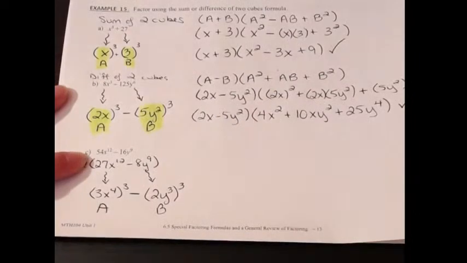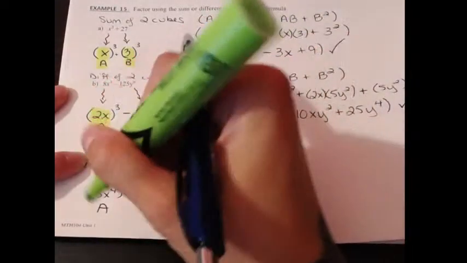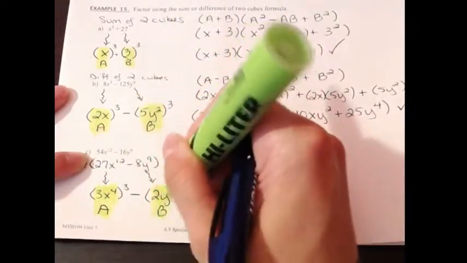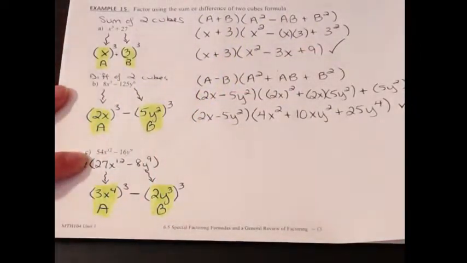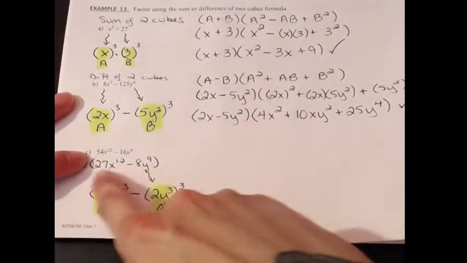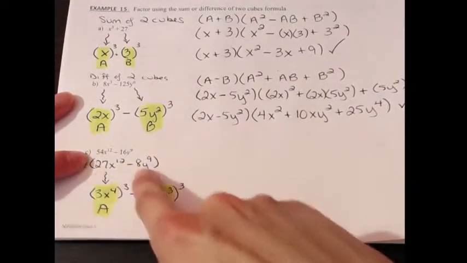So I've identified my A and my B. I'm going to highlight these. A, B. Always do this. I promise it's going to make your life so much easier. Okay? Always do this. Also remember, I'm still holding on to the GCF. My finger's cramping. It's freaking cramping. Hold on to the GCF. Don't let it go. This represents the difference of two cubes.